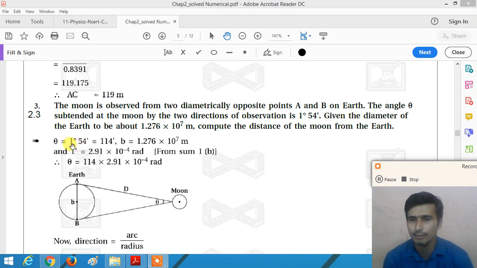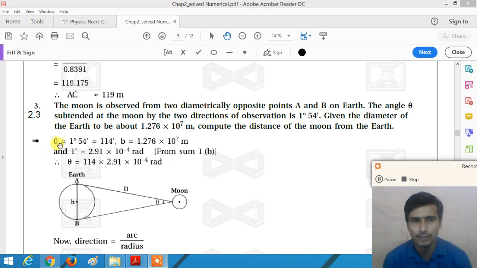1 degree is equal to how many minutes? 1 degree is equal to 60 minutes. So 60 plus 54, we get 114 minutes, right? And 1 minute is equal to 2.91 into 10 raised to minus 4 radian, from the sum number 1, right? So theta is equal to 114 into 2.91 into 10 raised to minus 4 radian.